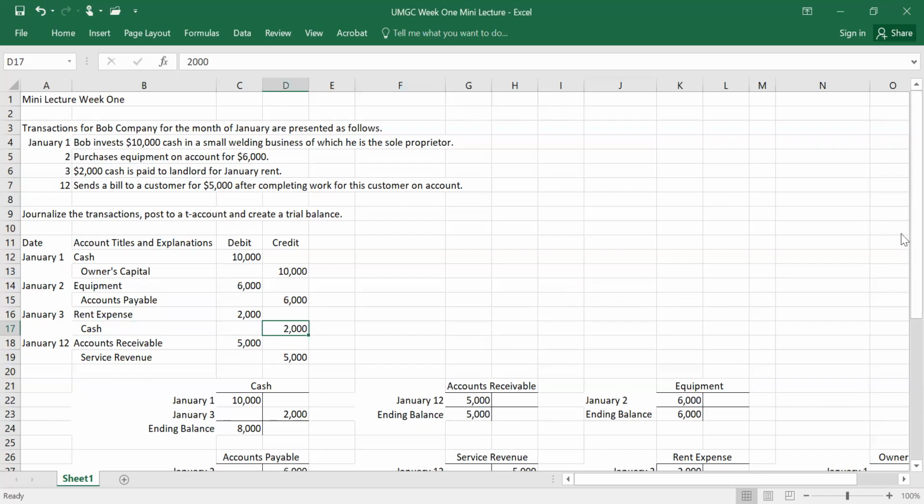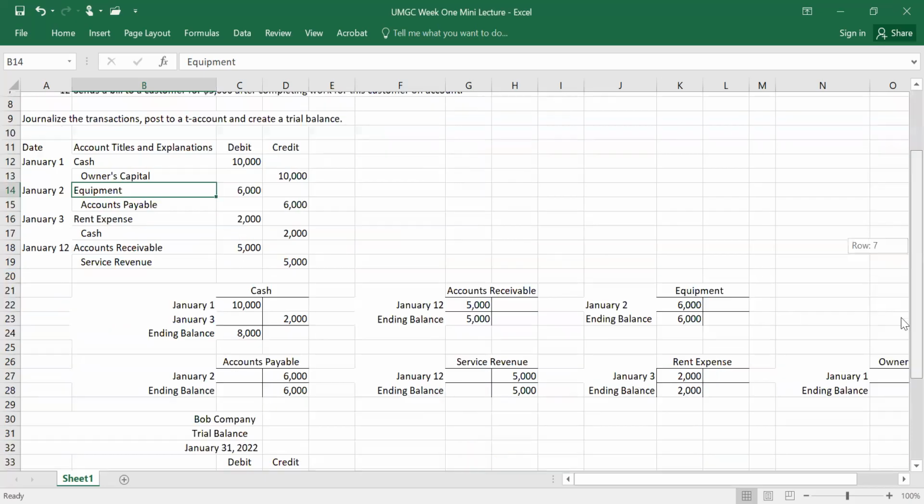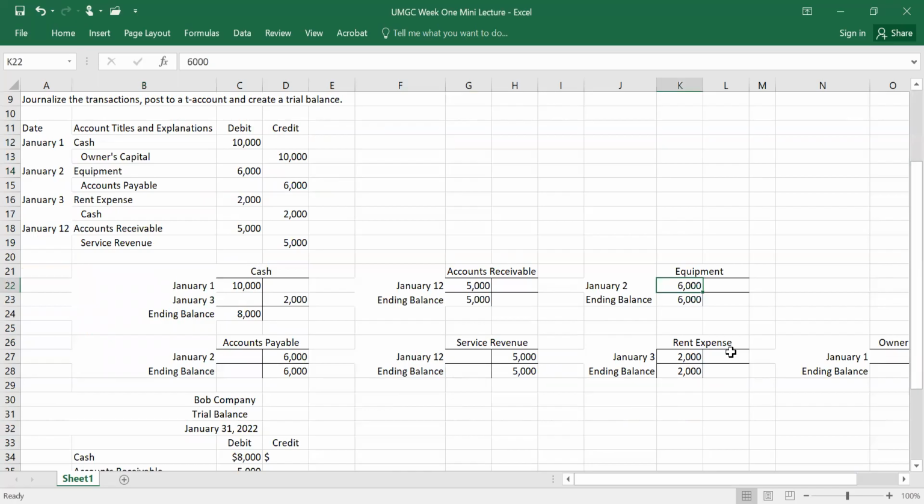And I'm sorry, I forgot to show you where I put these on the T account. So let me go back to equipment. When I purchased equipment on account for 6,000, I debited, put on the left side of the T account, equipment for 6,000. I credited, put on the right-hand side of the accounts payable T account, 6,000. For this last one, I'm debiting rent expense by putting that on the left side of the rent expense T account, 2,000. I'm crediting cash, right? My cash decreased. So I'm crediting, or putting on the right side of the T account, 2,000.